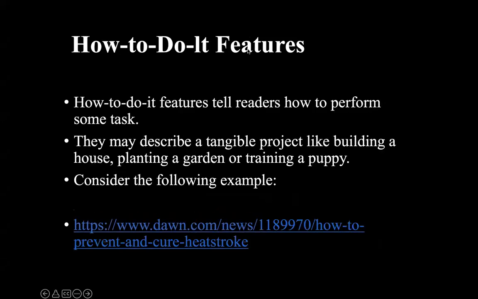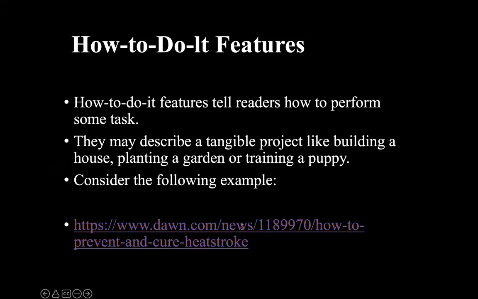Next is how-to-do-it features. They tell readers how to perform some task. By the way, New York Times has many articles that come under this category. They have a segment, its name is recommendations from Wirecutter. They have another segment, its name is smart and healthy living, something like that. So this is how-to-do-it features. They may describe a tangible project like building a house, planting a garden, or training a puppy.